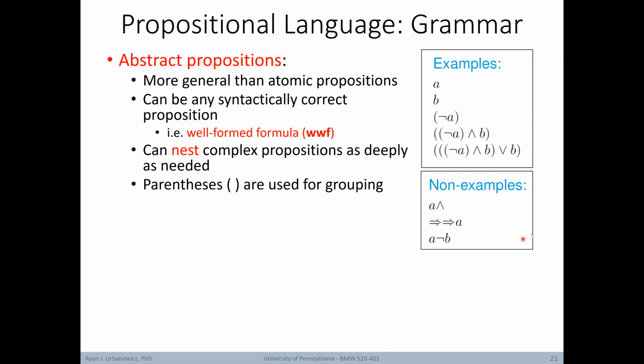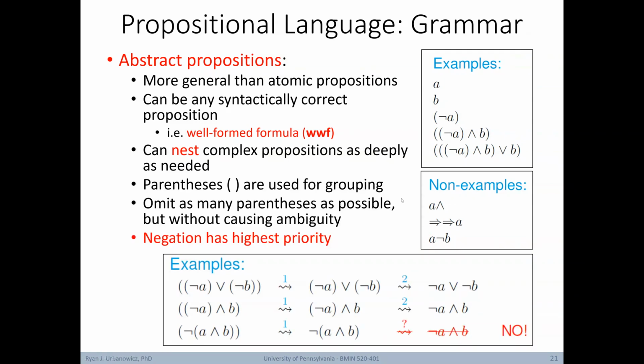Here are some examples of incorrect abstract propositions. For instance, an atomic proposition with the and connector alone, two implications and an atomic proposition, and the not connective being combined with two propositions. In general, you want to omit as many parentheses as possible, but without causing ambiguity, much like we do in algebra. As we'll reiterate in a minute, negation has the highest priority.